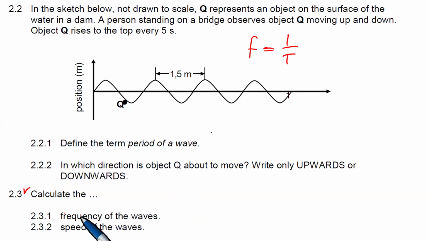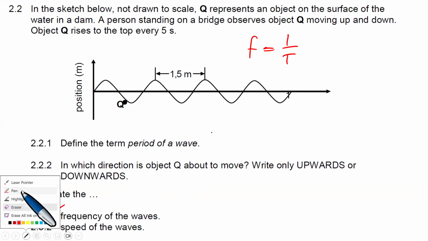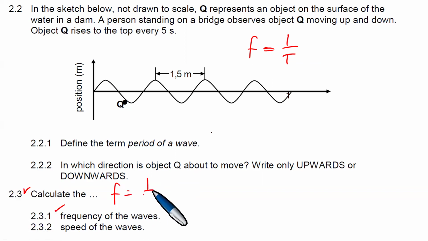Right, so to calculate the frequency for 2.3.1, you're going to say frequency is 1 over the period. So we do frequency as 1 over time, and this is equal to what? 1 over, and we're able to see, what is the time? 5 seconds. Well done, because this is moving up. The object rises to the top every 5 seconds. You can see that the period is 5 seconds.